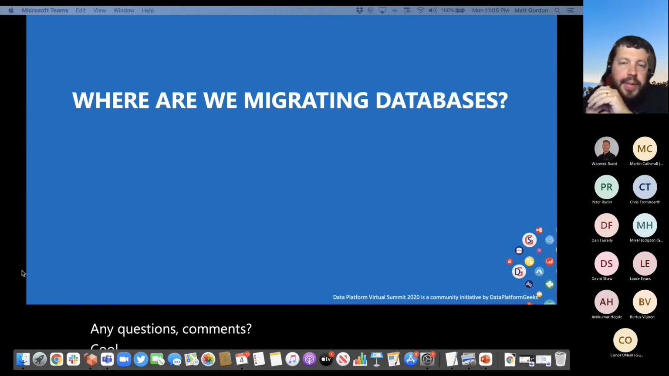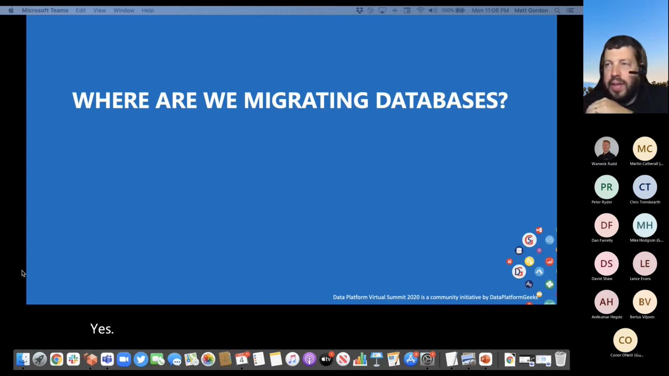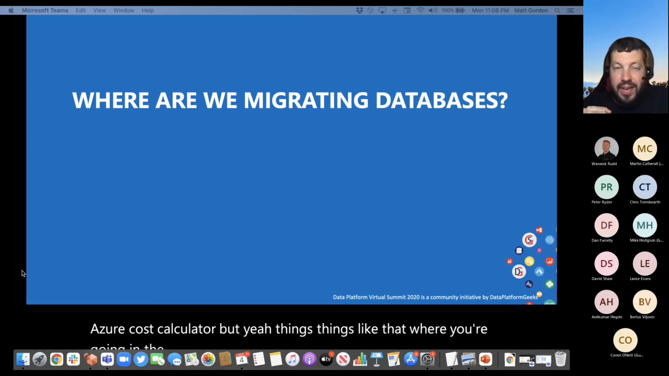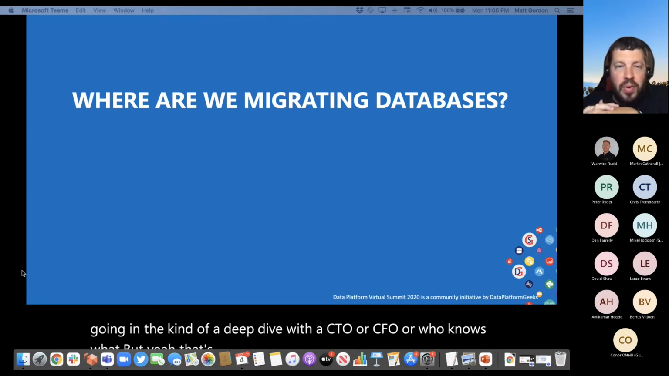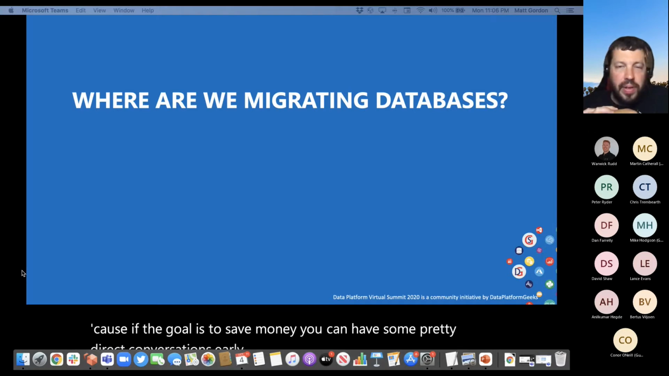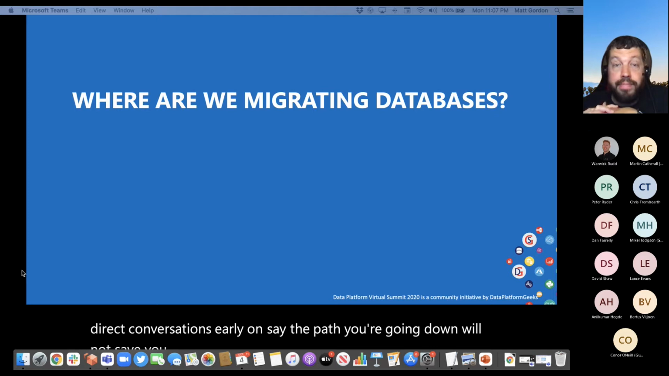Yes. Yeah, so I could probably do a whole session, not only on the Azure cost calculator, but on things like that, where you're doing a deep dive with a CTO or a CFO or who knows what. That's why understanding that goal is so important, because if the goal is to save money, you can have some pretty direct conversations early on. You can say, the path you're going down will not save you money here, and here's what that means. Here's what that actually looks like.